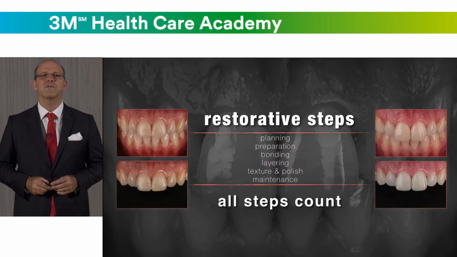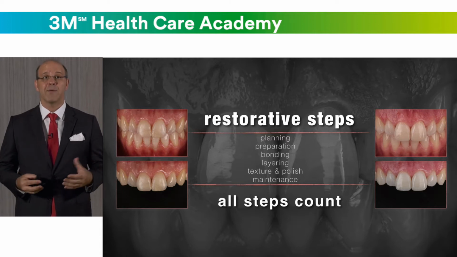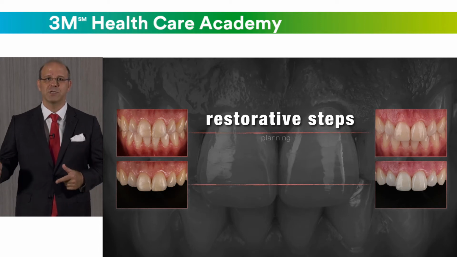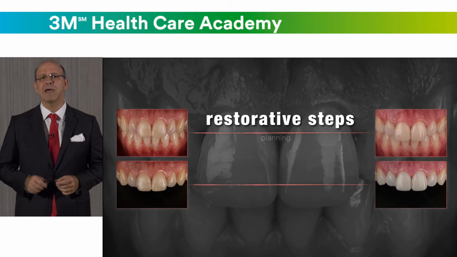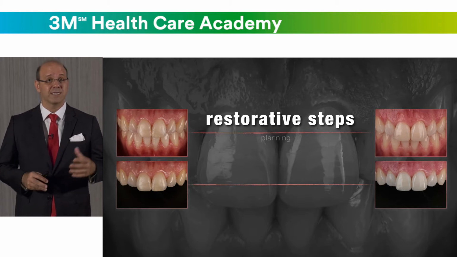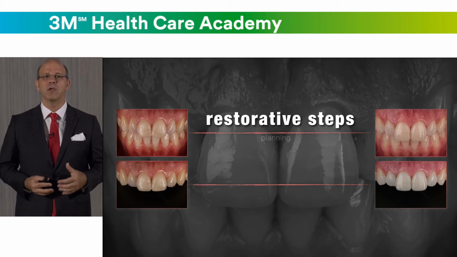For that, we have to follow some steps in our restorative work when we talk about direct composite resin restorations. We always have to plan the restoration. Before we apply the composite resin, we check if we need some kind of previous treatments, like internal bleaching, external bleaching, perio procedures, or endodontic procedures. All of these together can make the final work more aesthetic and more natural.